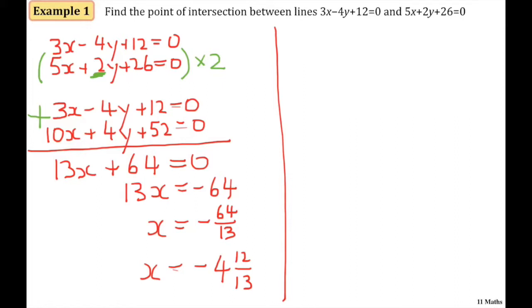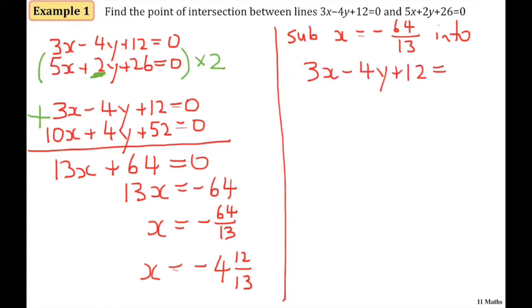How do I find the y value? I substitute x equals minus 64 over 13 into one of the equations, and which one looks like it's going to be the easiest one to deal with? Probably doesn't make much difference at all. I'll go for the first one. 3x minus 4y plus 12 equals 0. So it now becomes 3, in place of x, I put the minus 64 over 13, minus 4y plus 12 equals 0.